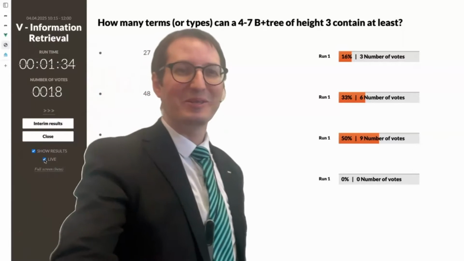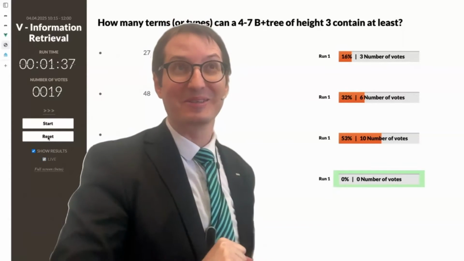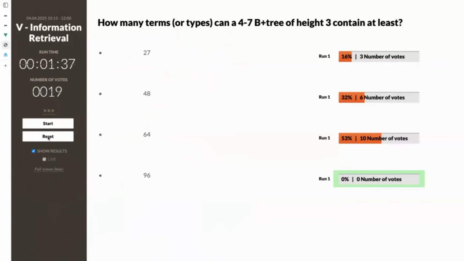Okay, so now it's very strange because the correct answer is 96. So let me explain. A 4-7 B+ tree means that we can have between 4 and 7 children per node, except for the root. The root can have less, can have 2.